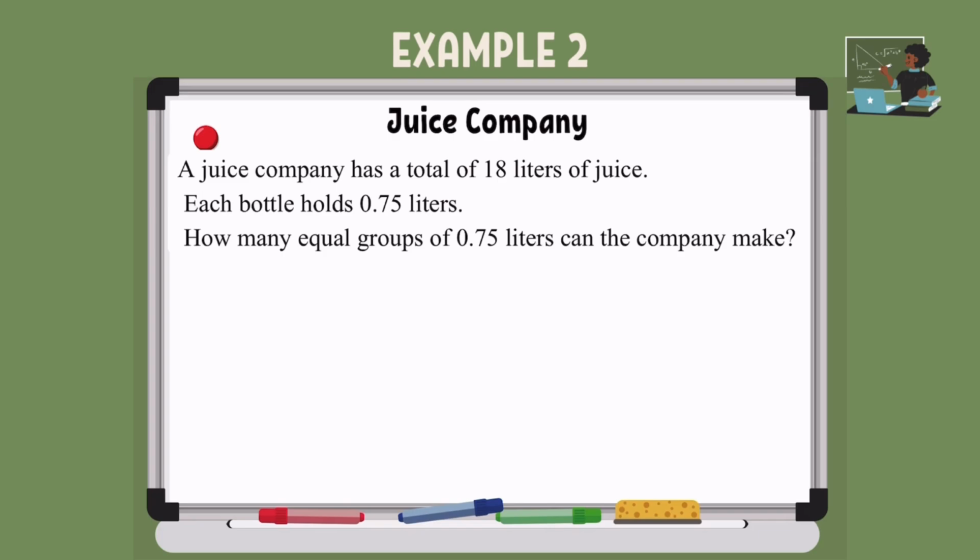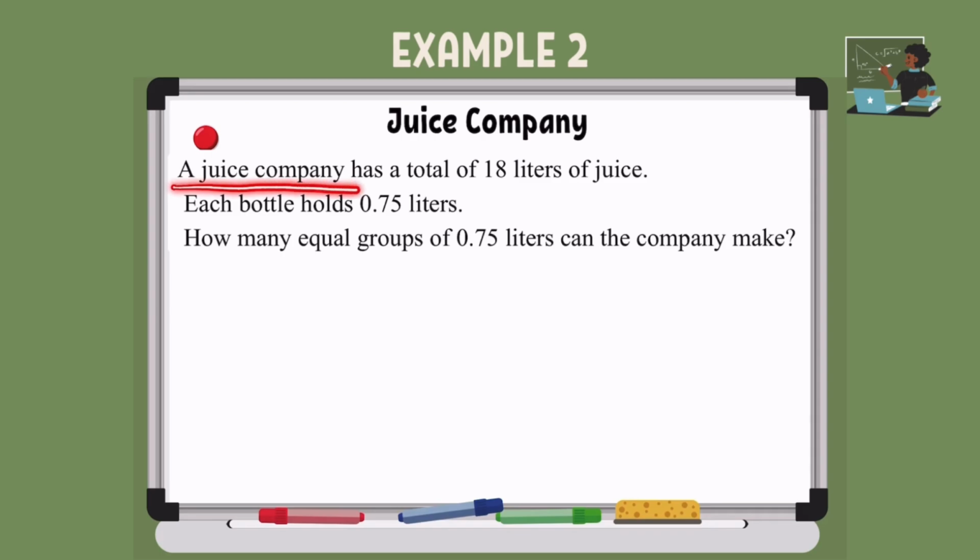The juice company. Step 1. Let's read the problem. A juice company has a total of 18 liters of juice. Each bottle holds 0.75 liters. How many equal groups of 0.75 liters can the company make?